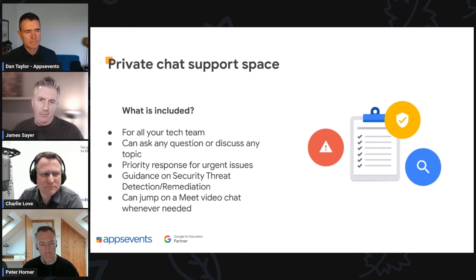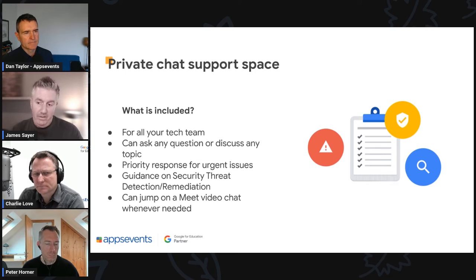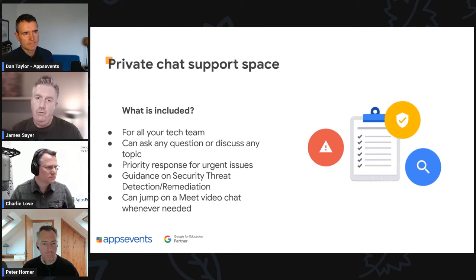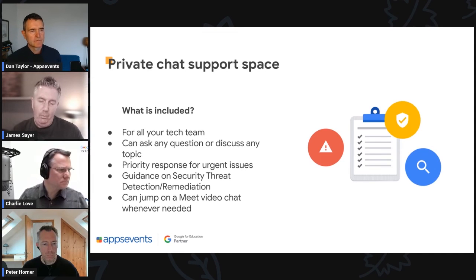If there is an urgent need for priority response, just label it as priority, and we of course respond to that in the shortest time. We're also able to guide on security threats. So if there's a new issue that comes up, possibly announced by Google as a specific security threat, we're able to advise on that within the chat space. There's no need to wait for a scheduled call. But if you do need that priority call, we can set that up.